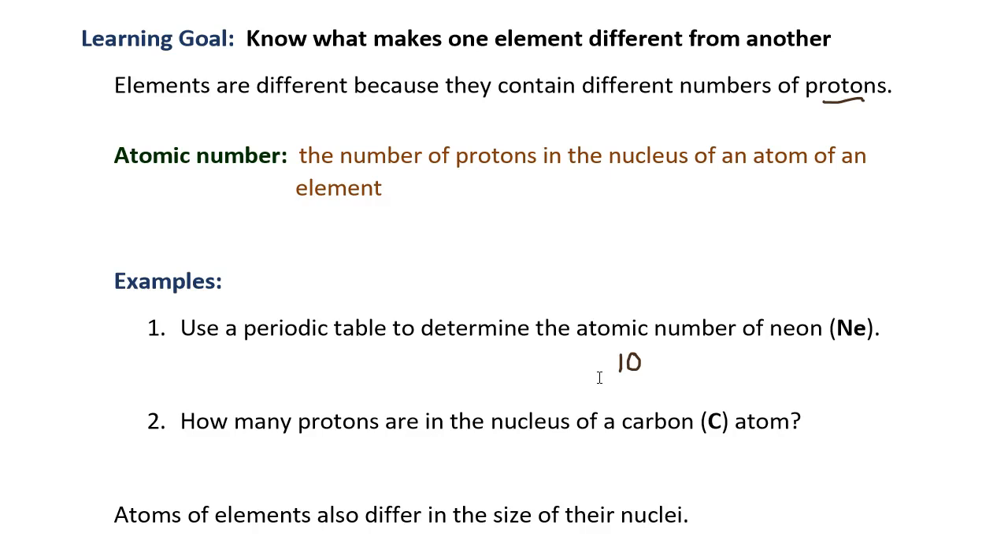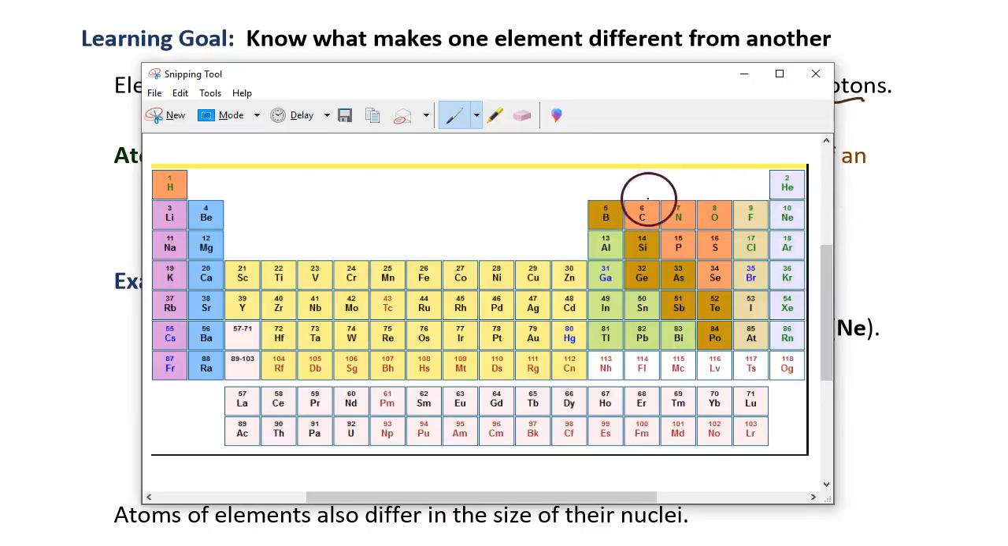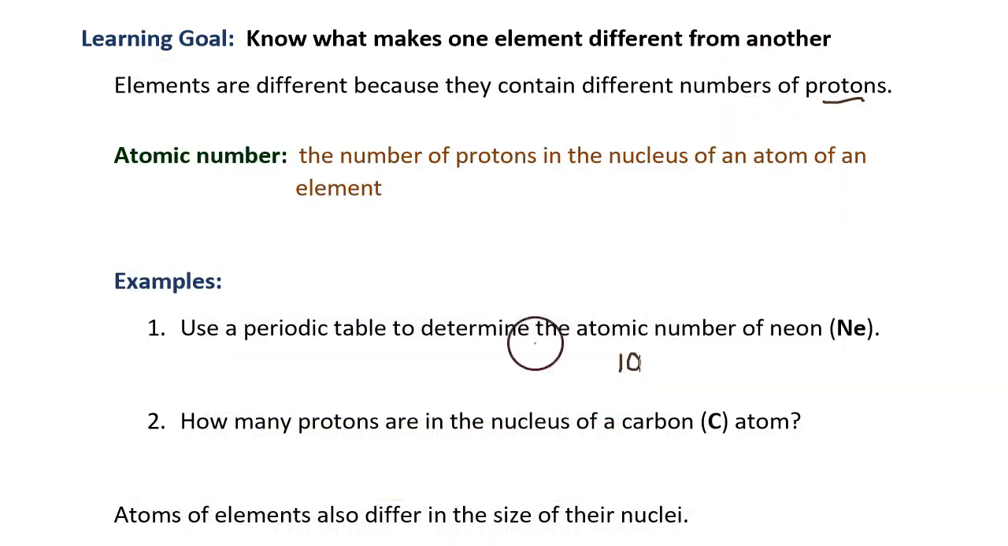Problem number 2. How many protons are in the nucleus of a carbon atom? The connection between protons and the periodic table is that it's the atomic number that tells you the number of protons. So let's pull the periodic table on screen again and locate the element carbon, which is right here. And taking a look at that number, we see it's a 6. The atomic number of carbon is 6, and so an atom of carbon has 6 protons.